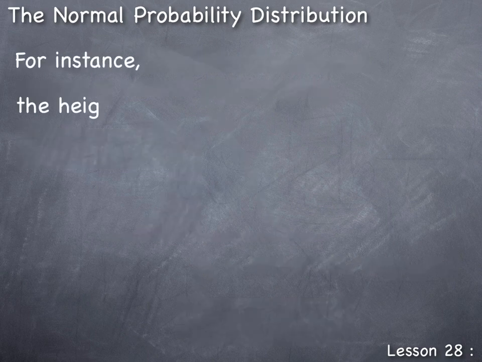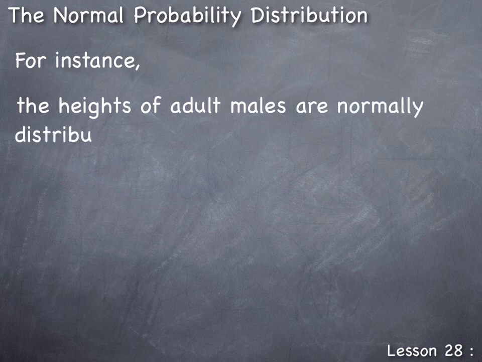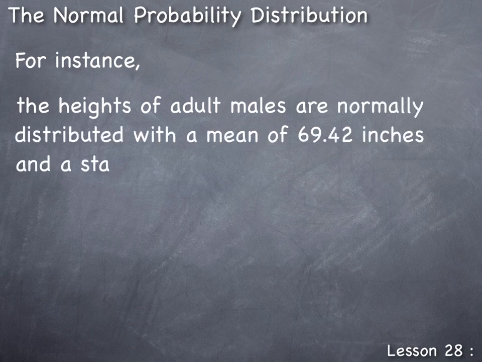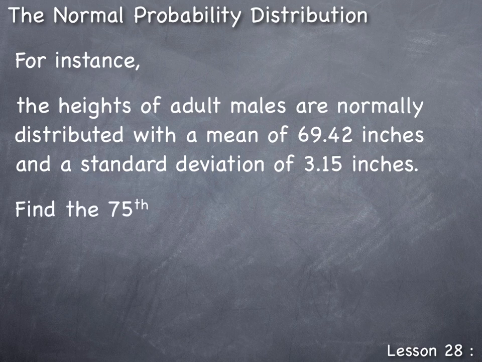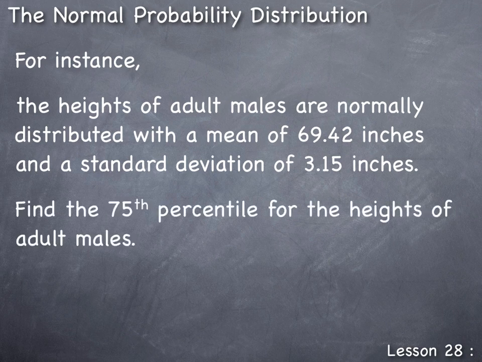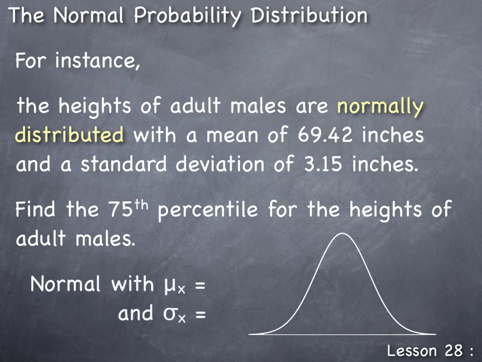For instance, the heights of adult males are normally distributed with a mean of 69.42 inches and a standard deviation of 3.15 inches. Find the 75th percentile for the heights of adult males. Well, here we're told that heights of adult males are normally distributed. As such, we know that they follow the normal or bell-shaped distribution. In order to completely describe the normal distribution, we need to know the value of the two variables, mu sub x and sigma sub x.